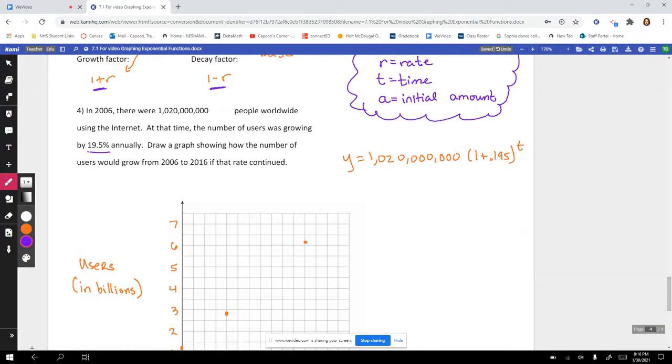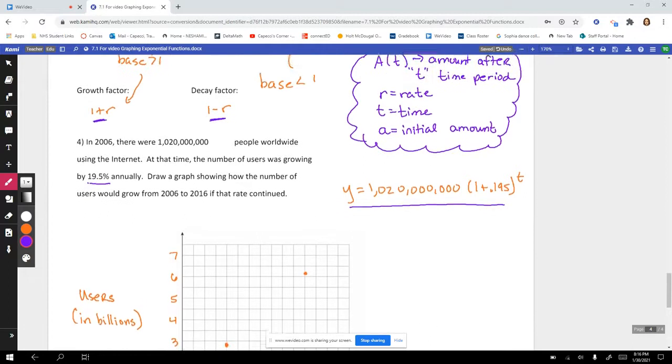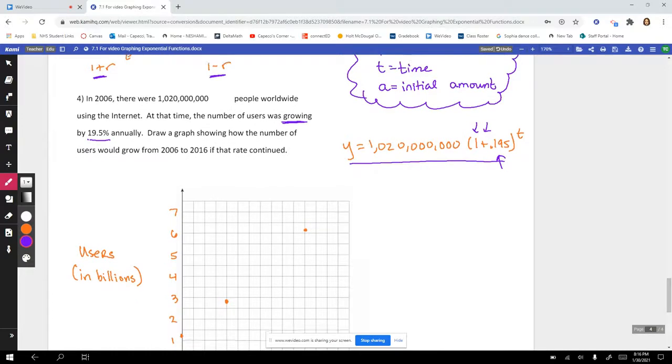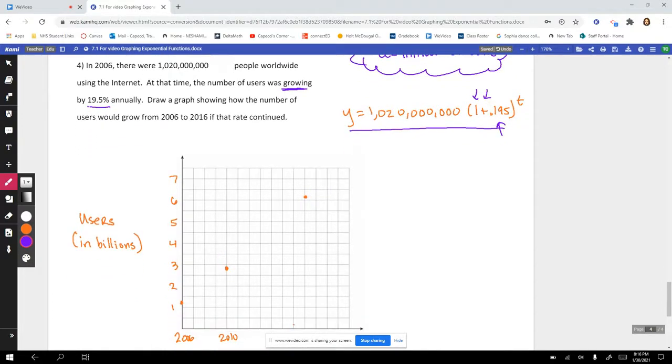So here is our equation. Right? We have what we're starting with, that's our A value. And then we know we're growing, so we know we're going to add there. And then there's our 19.5%. Okay. And then that t is what we're going to change as we fill in the graph. Okay. So what I just did is I used my calculator and plugged in values and I plotted the points.